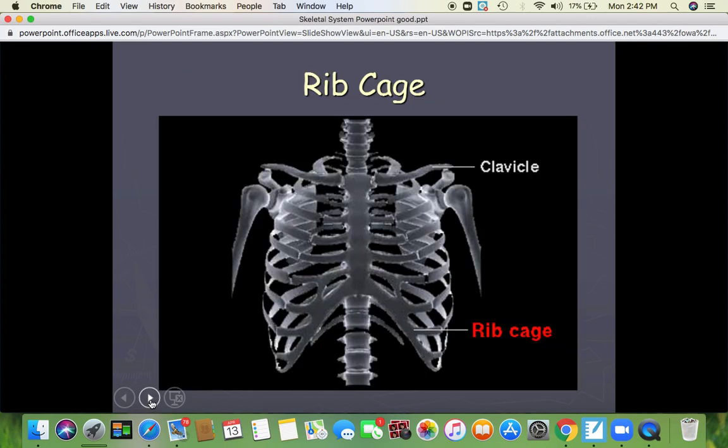As we move on, we got the rib cage here. Okay, a rib cage is important because it protects a bunch of stuff on the inside, our heart and our lungs being the important ones.